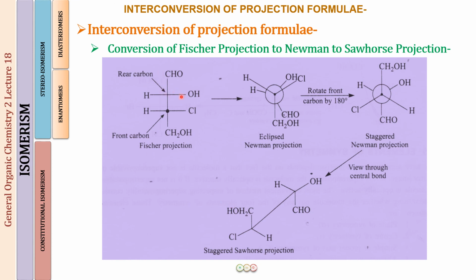So you already know that, looking at the vertical line, this is going to be the rear carbon, this is going to be the front carbon, and these are going to be the three groups of the rear carbon and the three groups of the front carbon. So we are going to draw this rear carbon as a circle for the Newman projection. We are going to draw the front carbon as the center of this circle, and then we will be putting all the groups which are attached to these carbons. And what projection? It has to be the eclipsed Newman projection when you are converting a Fisher into the Newman.